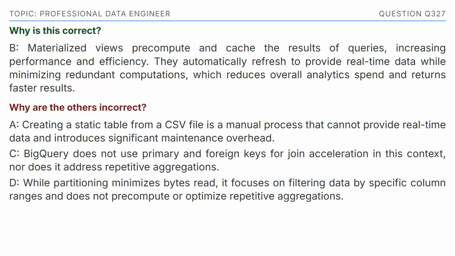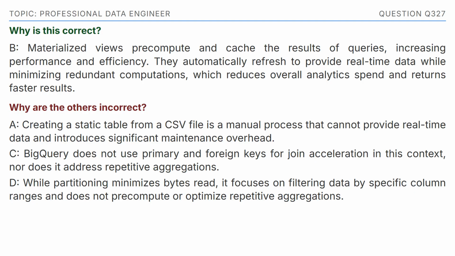Why is this correct? B. Materialized views pre-compute and cache the results of queries, increasing performance and efficiency. They automatically refresh to provide real-time data while minimizing redundant computations, which reduces overall analytics spend and returns faster results. Why are the others incorrect?